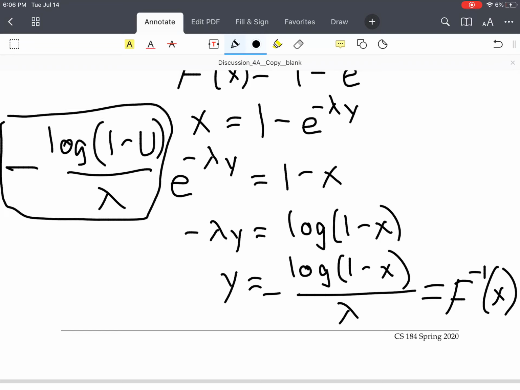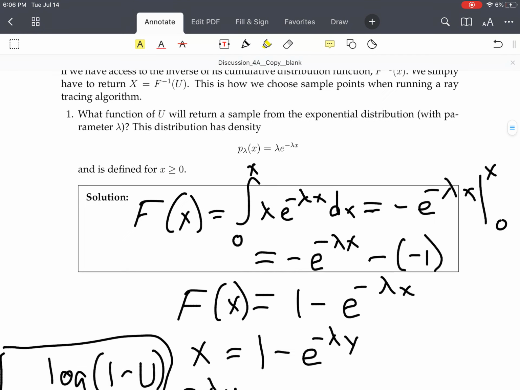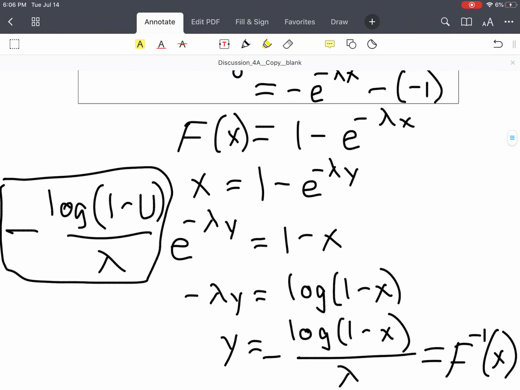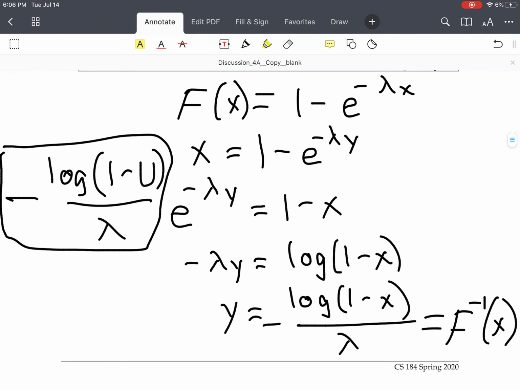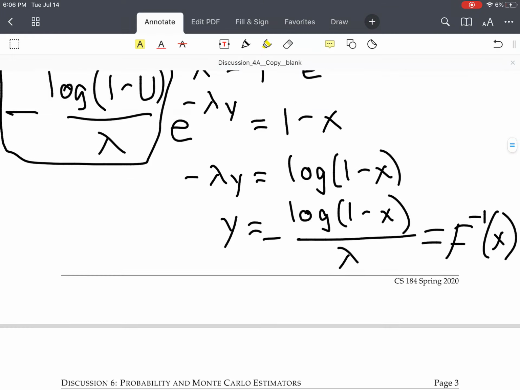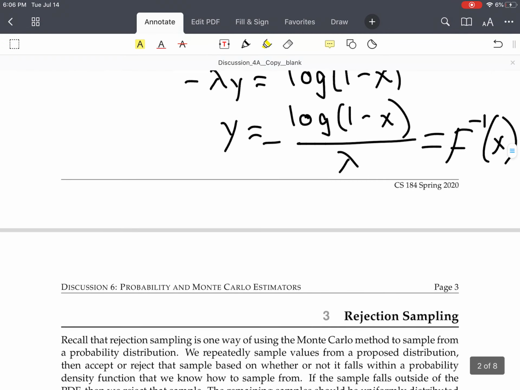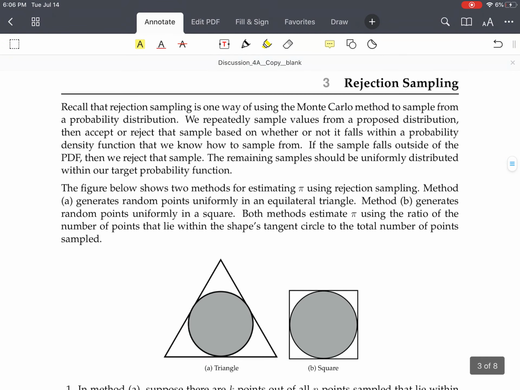Okay, so that is our answer. It's an example of the inversion method. We started by taking the PDF. We found the CDF by integrating. Once we had that, we inverted it, and then we basically just replaced x with u, and that's how we got our answer. Okay? So this is something that'll come up again in this class, so it's some good practice.